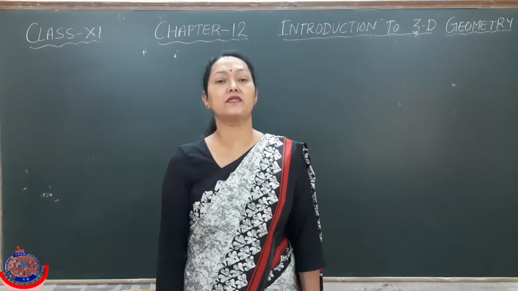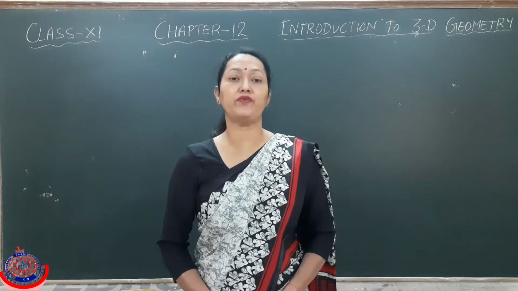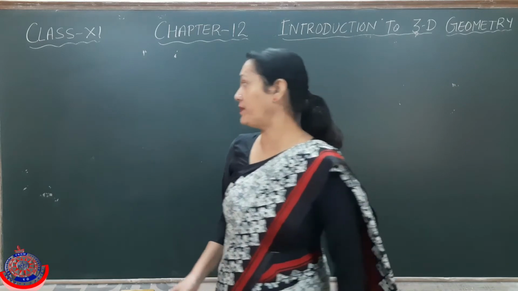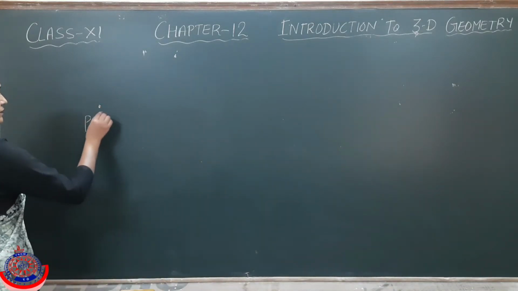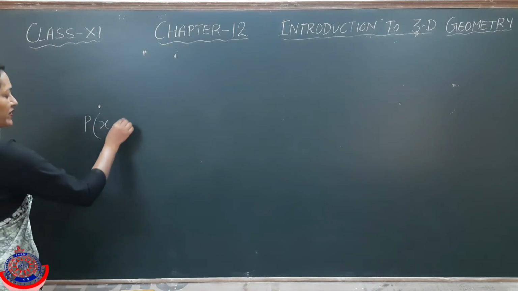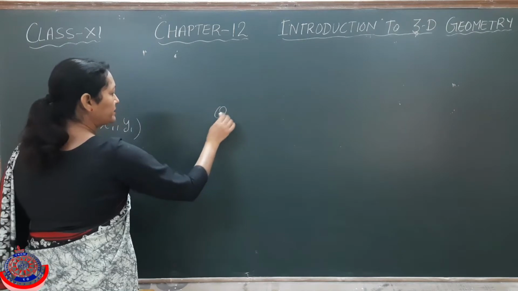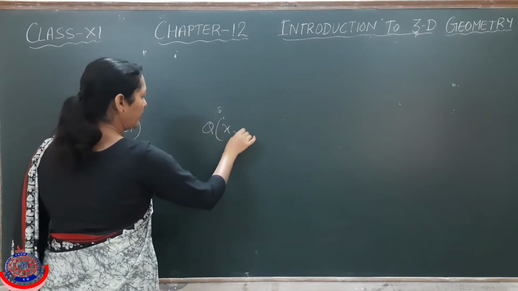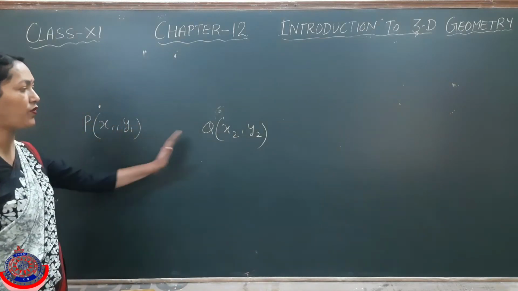Namaste students. In class 10th, we have studied about finding the distance between 2 points in a two-dimensional coordinate system. For example, 2 points P and Q are given to us. P is having coordinates x1 and y1 and Q is having coordinates x2 and y2. And we have to find distance between these 2 points.